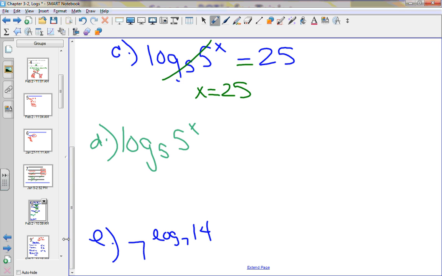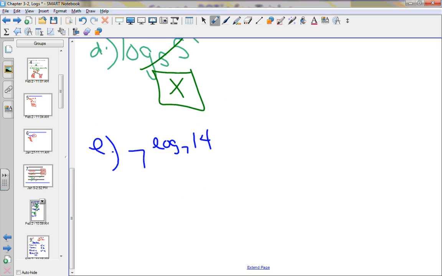Log base 5 of 5 to the x? No equal sign, is there? This is gone, and it is just simplification being x. Just simplifying, so it's just x. Then 7 to the log base 7 of 14, what happens? Those cancel out, and you're left with just 14.